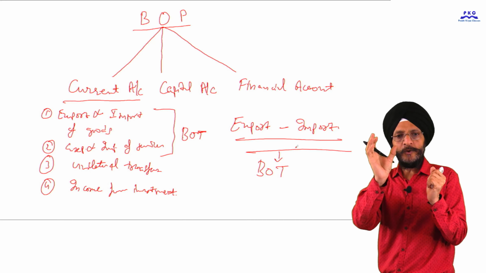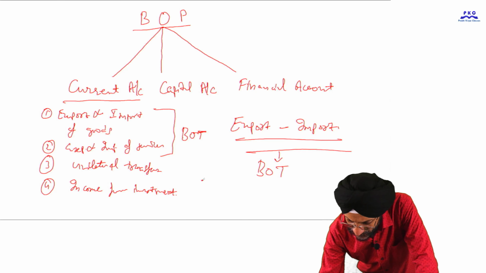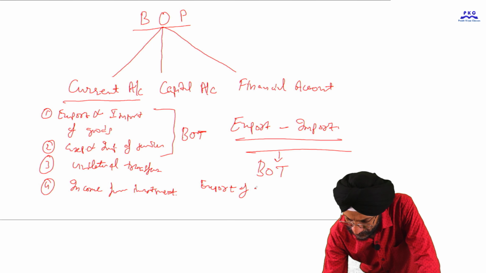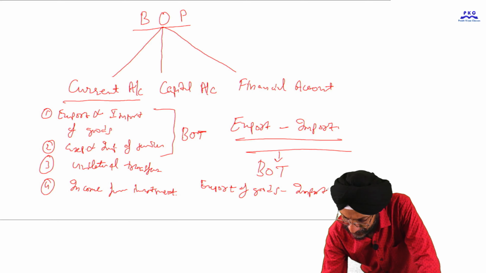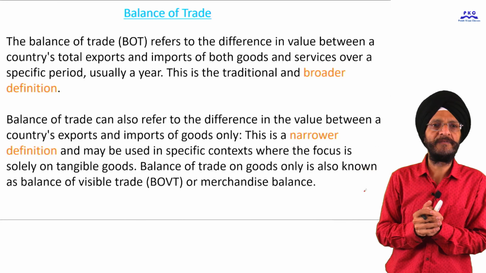There is also a narrow definition of balance of trade in which only export of goods and import of goods is taken into account. This is the narrower definition. Now we will read what is written.